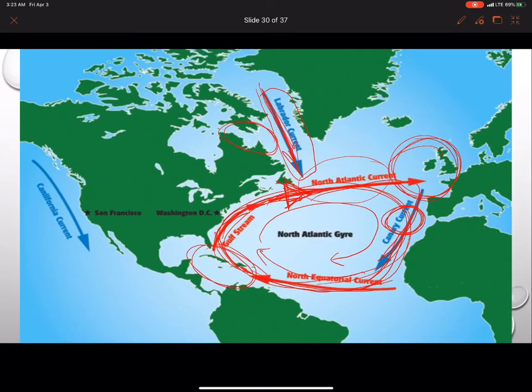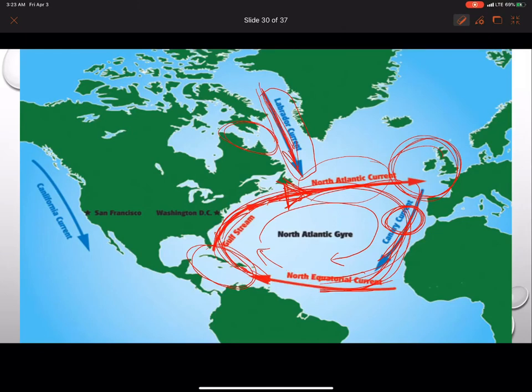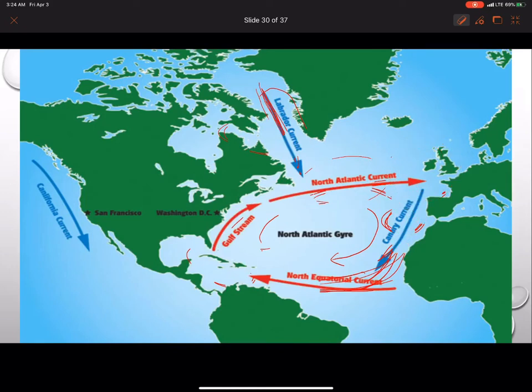Well, that's not what I wanted to do. This is what I wanted to do. And so that's a lot of red there. Okay, so you get an idea of where this current is.